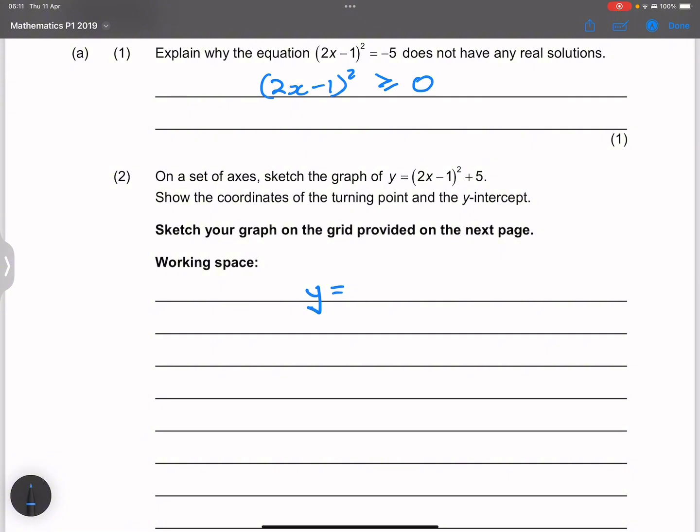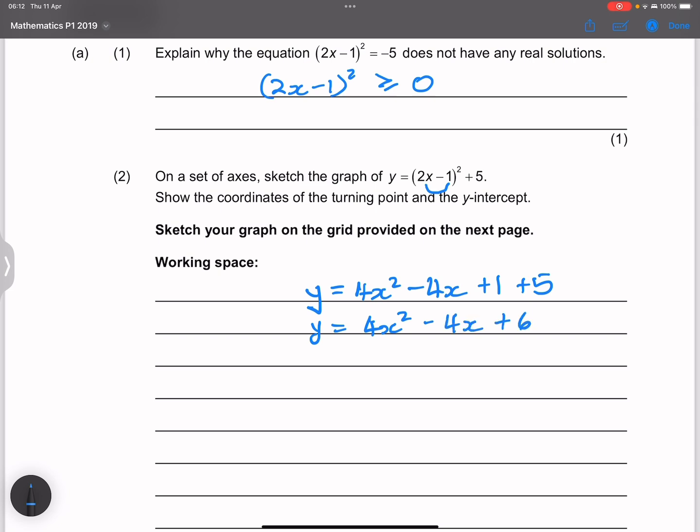But what we need to do now is to multiply that thing out and get 4x squared, right? So I'm multiplying that bracket out. So this is for the middle term. You'll say 2x times negative 1, that's negative 2x, times 2. So that gives me minus 4x plus 1 plus that 5 that's outside, right? So y is equal to 4x squared minus 4x plus 6.